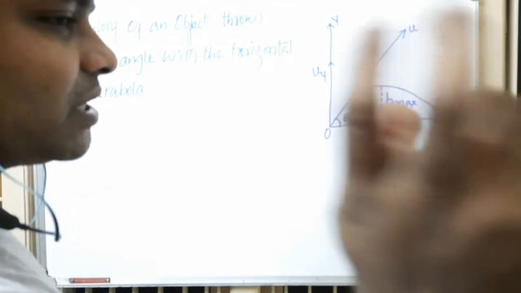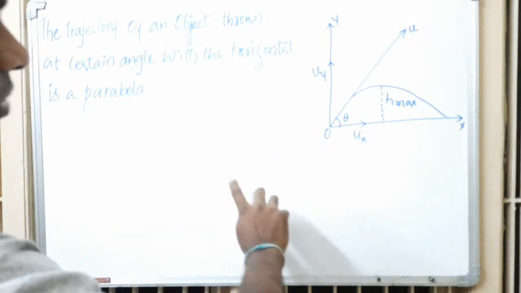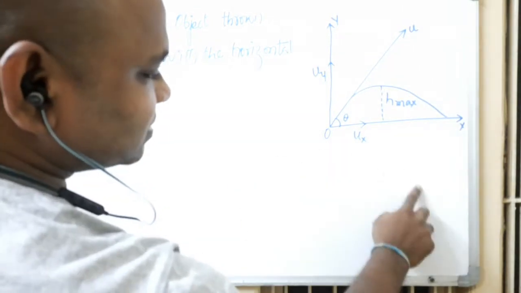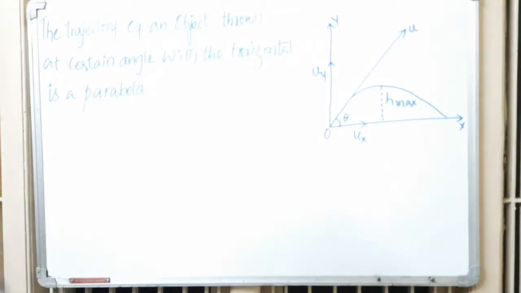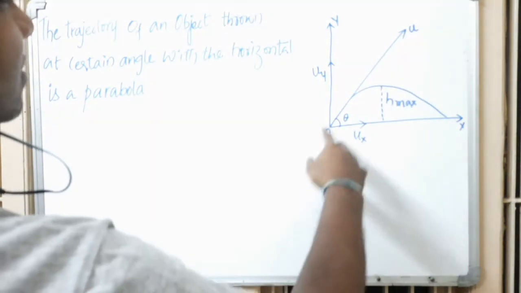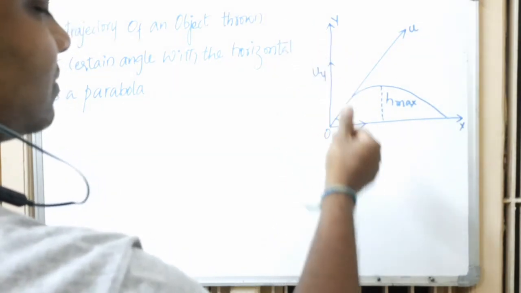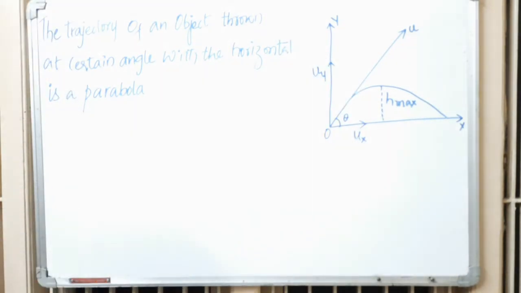When we are throwing it, we are throwing with the horizontal. This is called vertical. Now we are throwing in this direction, so it is horizontal. The path taken by it is called the trajectory path, and the object which you used there is called the projectile.